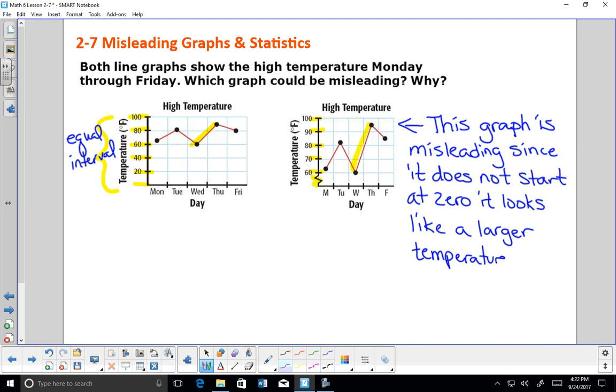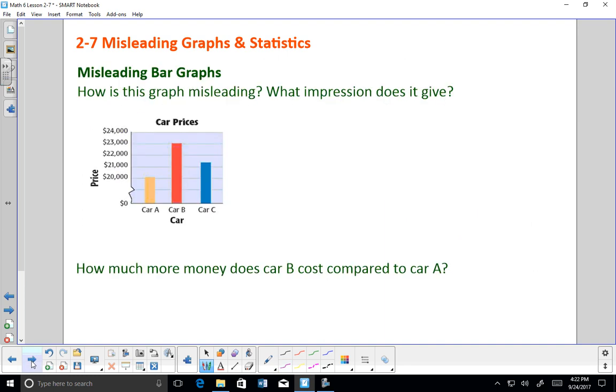Now these were line graphs, let's take a look at some other types of graphs. Let's take a look at some bar graphs, because bar graphs can be just as misleading as line graphs. It says, how is this graph misleading and what impression does it give? At first glance it looks like, wow, car B is at least twice as expensive as car A. But when you look at it, car A cost $20,000, car B only cost $23,000. It's only $3,000 more. But it appears that car B is ridiculously more expensive than car A.